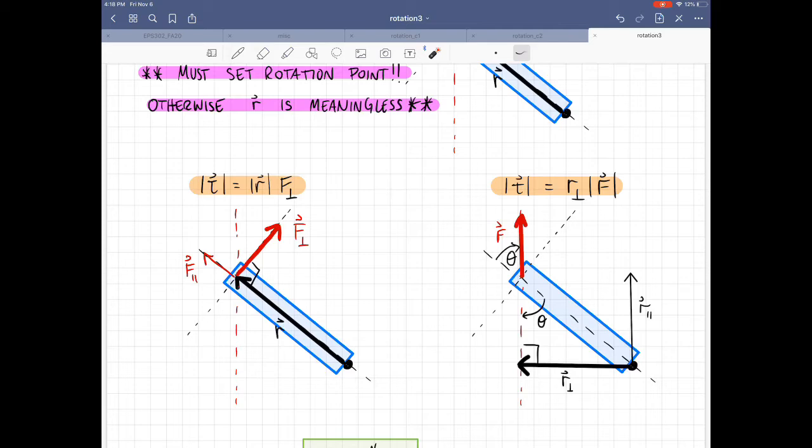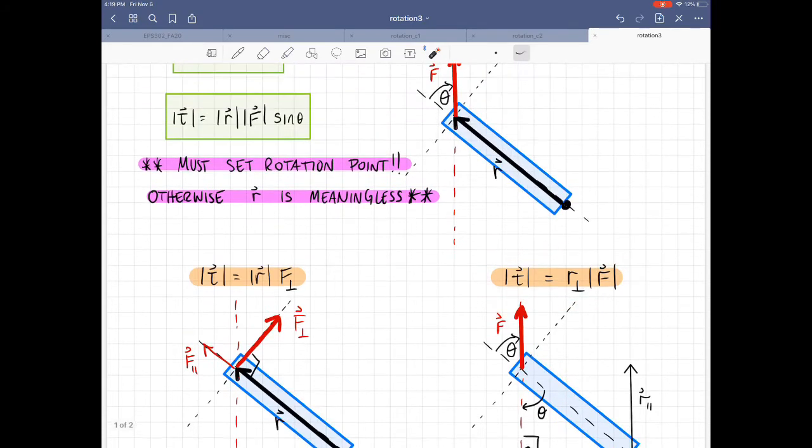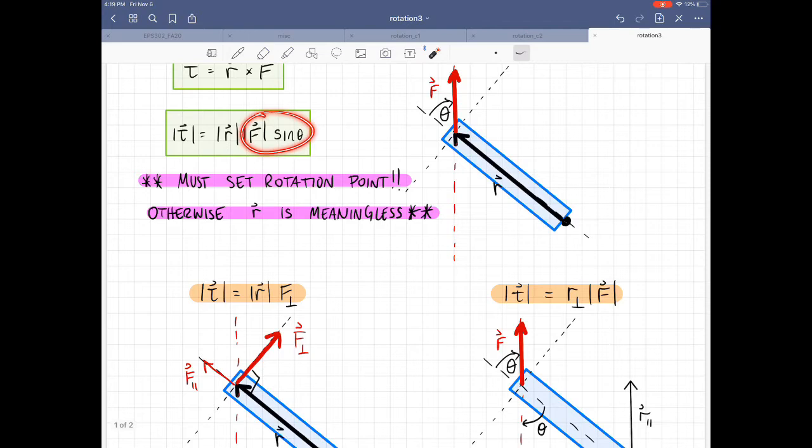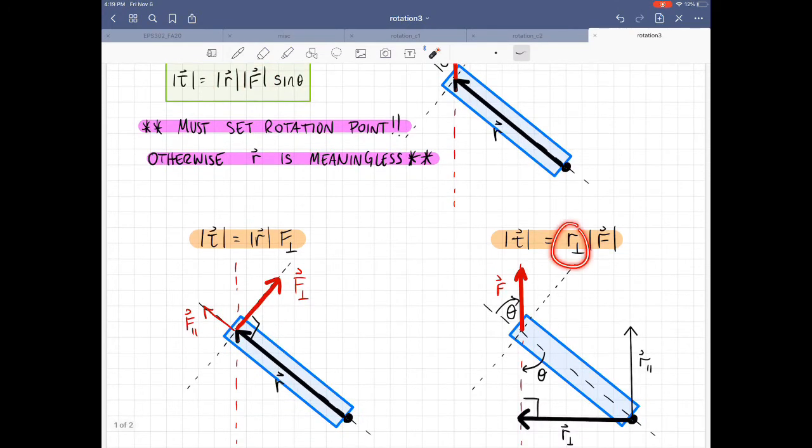And so when you're going to calculate torque, you can think of the calculation as how much of the force that's being applied, how much of it is perpendicular to this, this is called the radial line. So how much of the force is lying perpendicular to that radial line. The other way that you can think about this expression is instead of f sine theta, you can think of r sine theta. So you can think of the perpendicular distance to the force that's being applied.